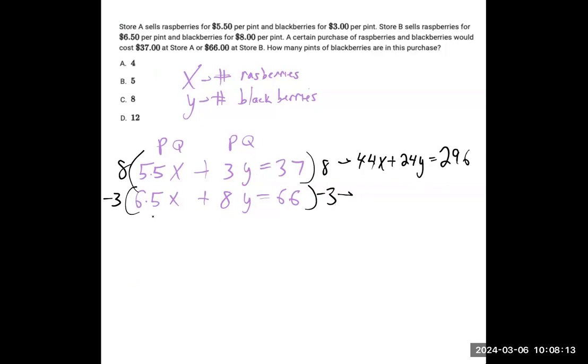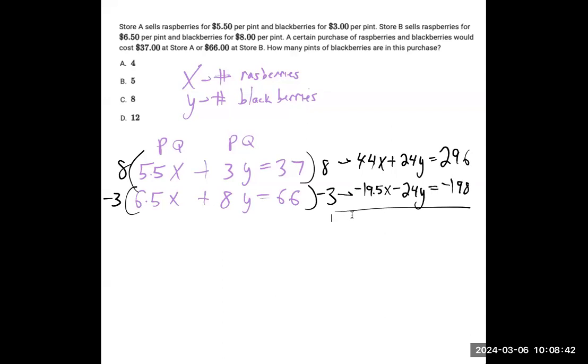For the next equation, -3 times 6.5 is -19.5x, and -3 times 8 is -24y, equals 66 times -3, which is -198.